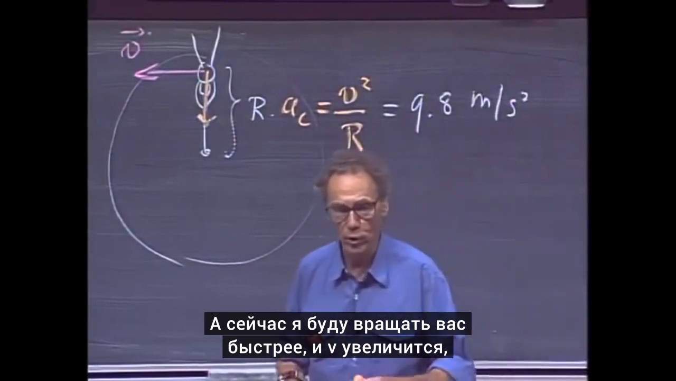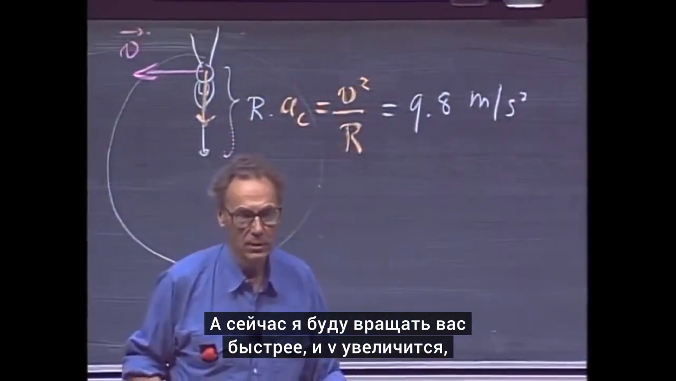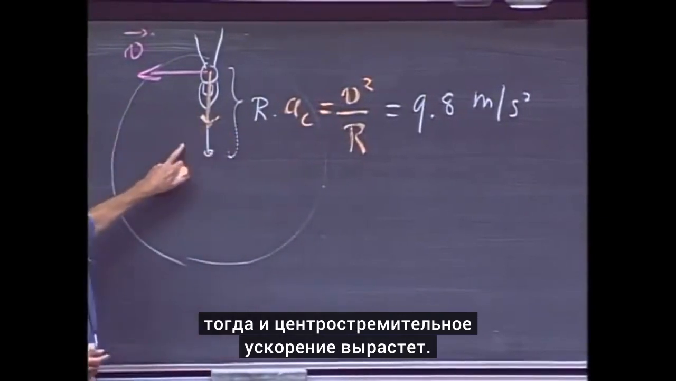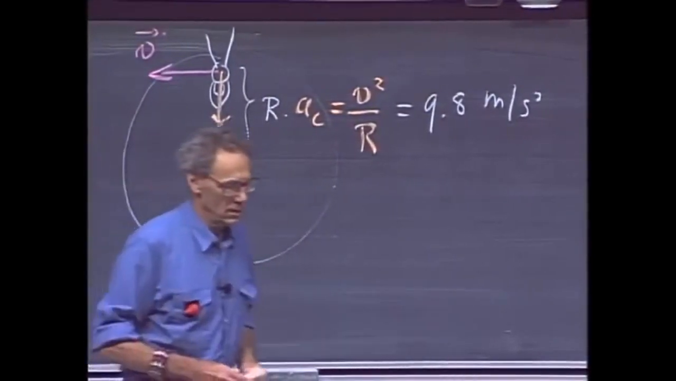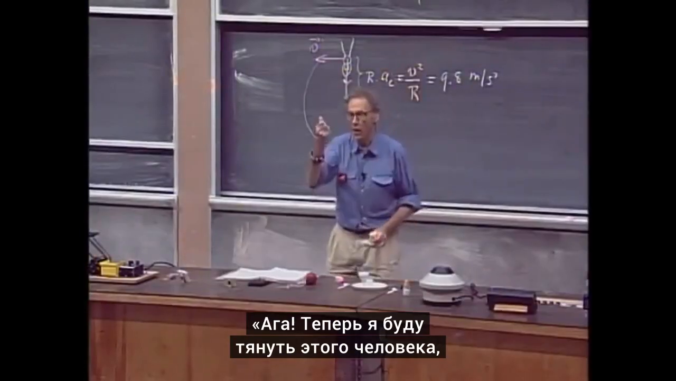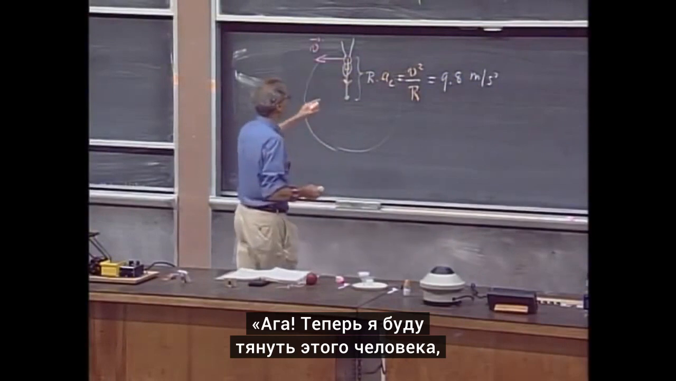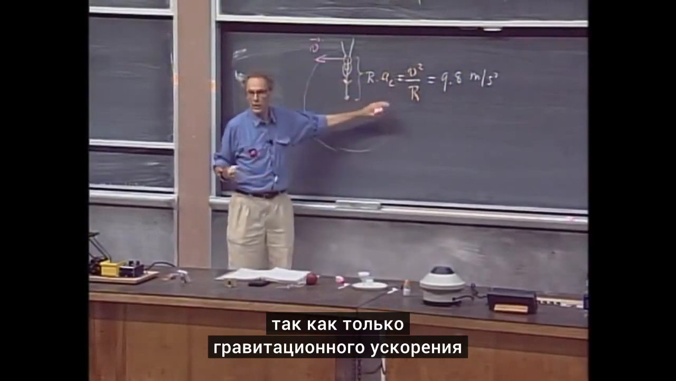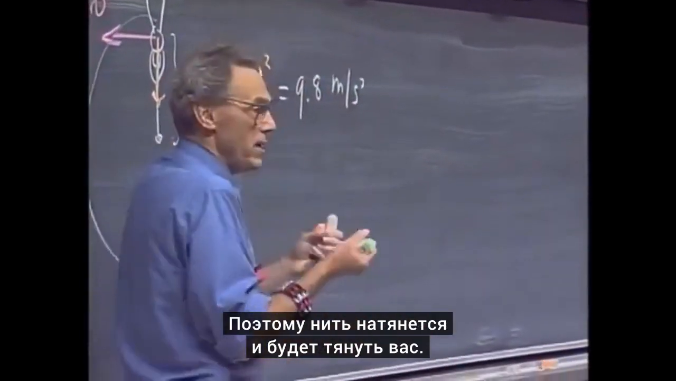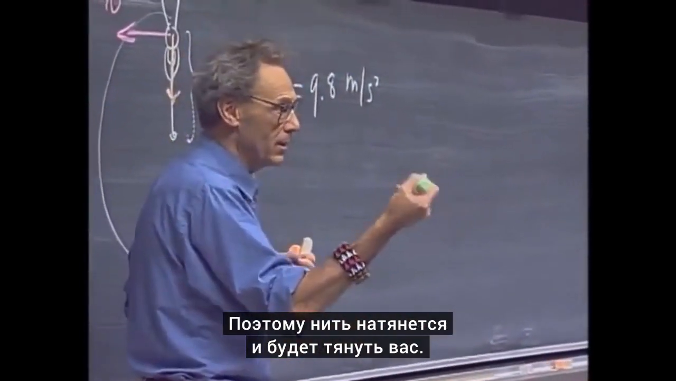Now I'm going to swing you faster. So the v will go up, and so the centripetal acceleration will go up. The string will say, aha, I'm going to pull now on this person, because the gravitational acceleration alone is not enough. I need some extra pull. So the string is going to tighten and pull on you.